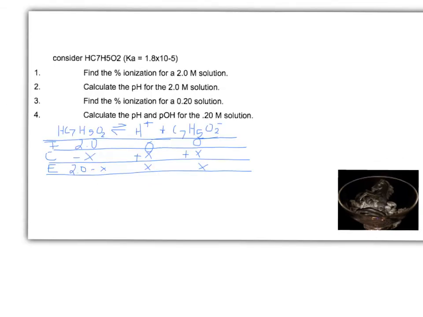Once you've done that, this is what the ICE table will look like. Now, of course, solve for X, which will give you the hydrogen ion concentration. And again, the percent ionization is just equal to X over the initial concentration times 100%. That's the percent that gets ionized or broken up. To solve for the pH, again, just take the negative log of the hydrogen ion concentration, which from the ICE table is X.